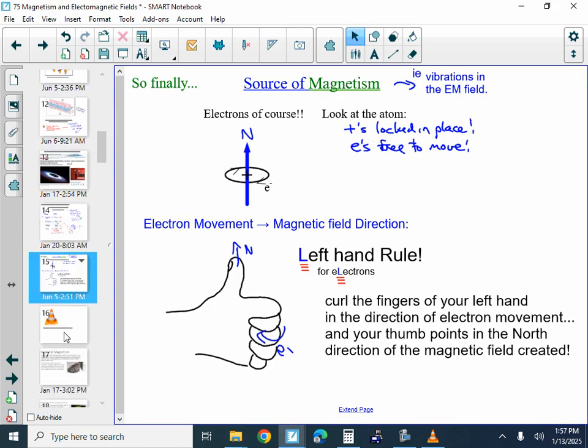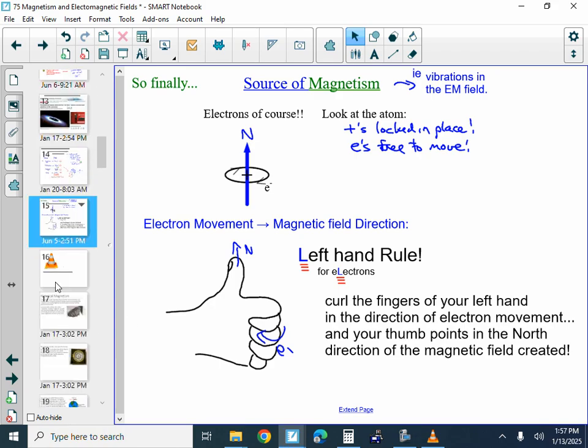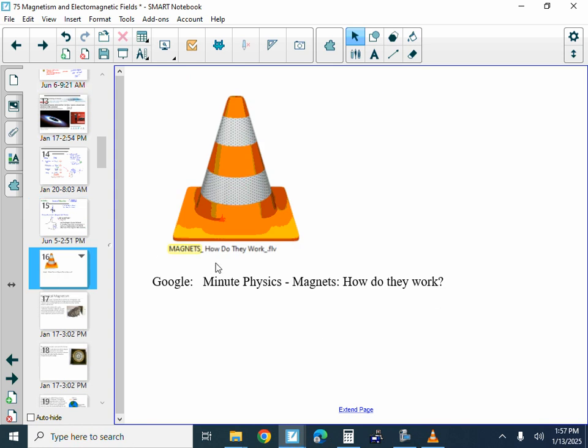So it's your little tool, as part of your body, that helps you identify magnetic field directions. Okay, so that's like each atom having that magnetic field associated with it.